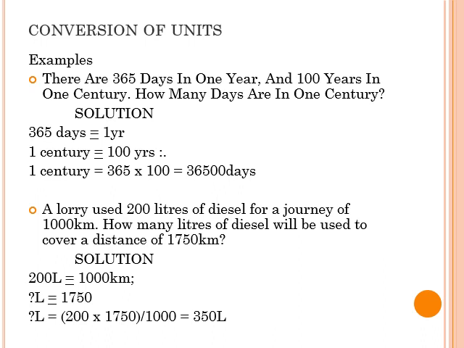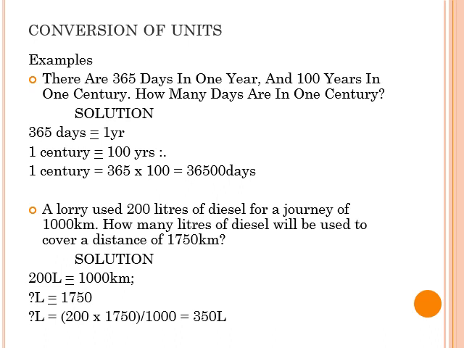There are 365 days in 1 year and 100 years in 1 century. Therefore, in 1 century, there will be 365 times 100, because each of the 100 years has 365 days. So 365 times 100 will give you the number of days in 1 century, which is 36,500 days.